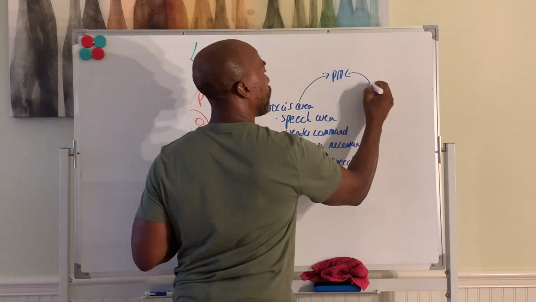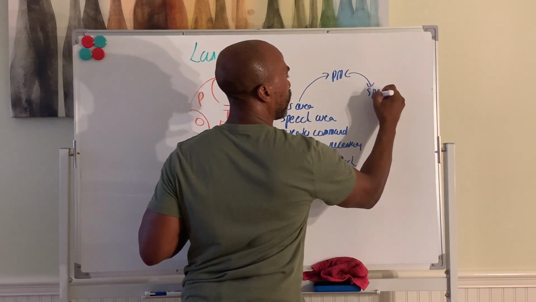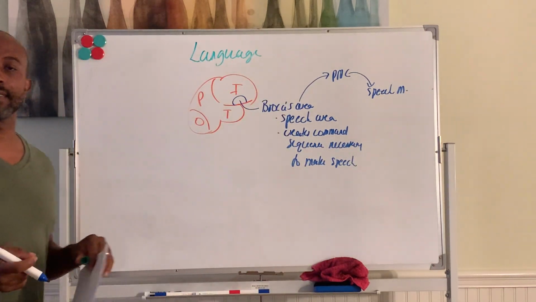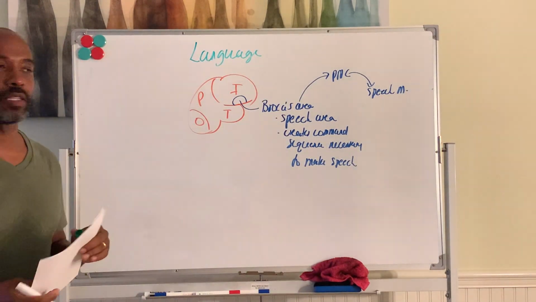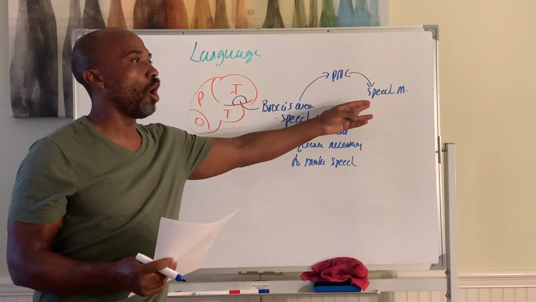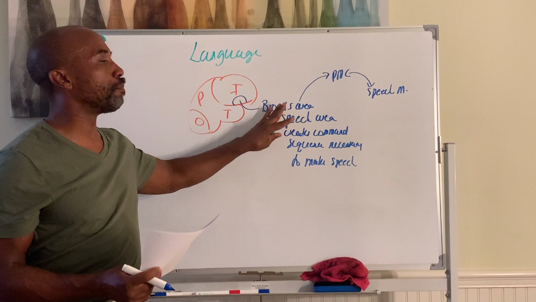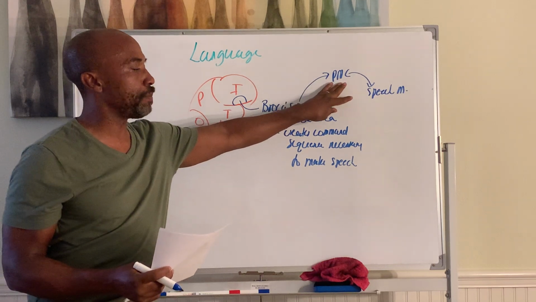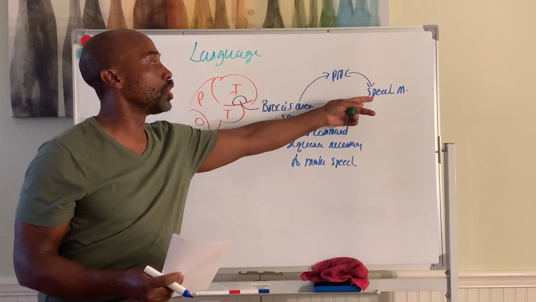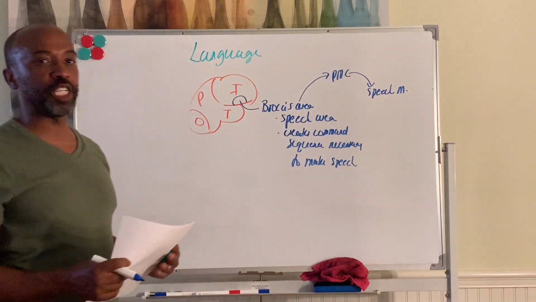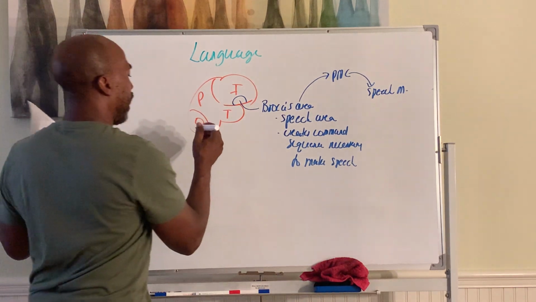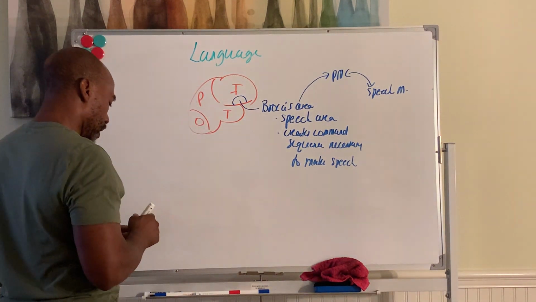turn then send the commands to your speech muscles. Things like your larynx, your tongue, palate, those things are involved in speech. So their movements are based on the commands sent from Broca's to the PMC, primary motor cortex, which then sends down, again, through two neurons to your speech muscles to make speech. That's Broca's area.